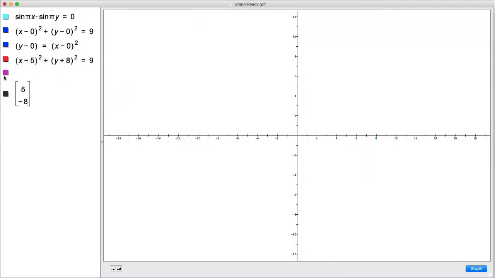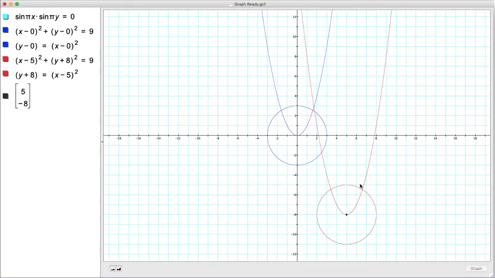and therefore we have the parabola that has been moved over 5 spaces to the right and 8 down: y plus 8 in brackets equals x minus 5 all squared. And so we can see that we've translated that parabola from blue to red, 5 to the right, 8 down.